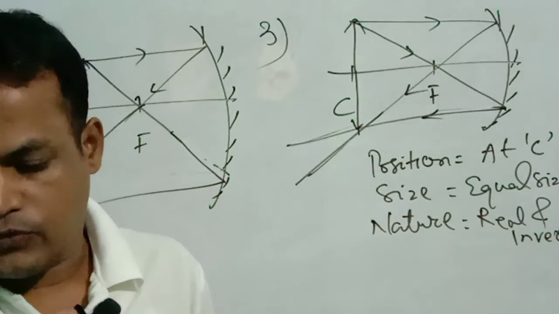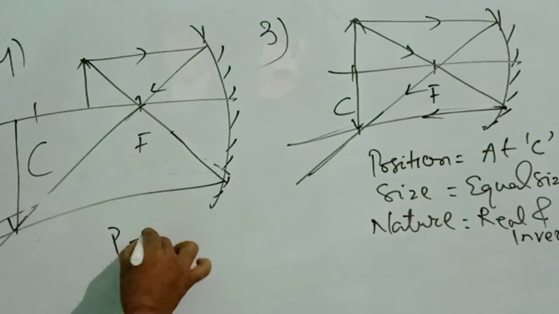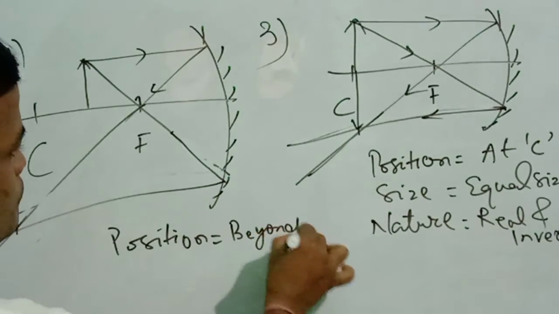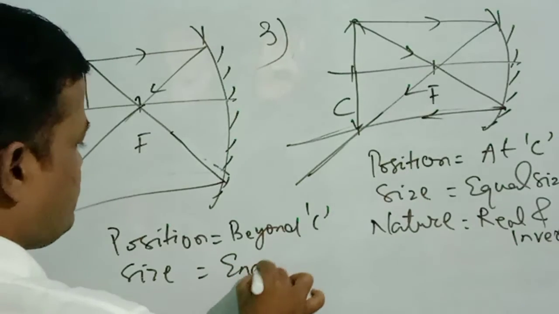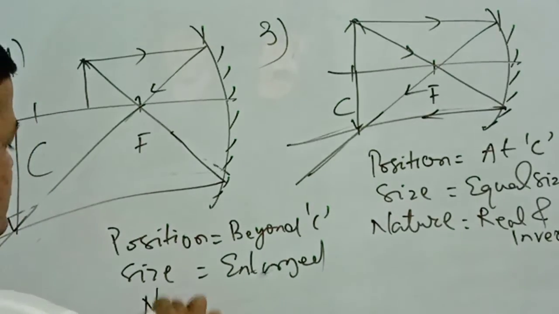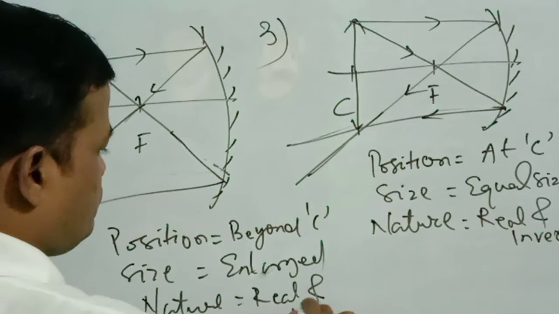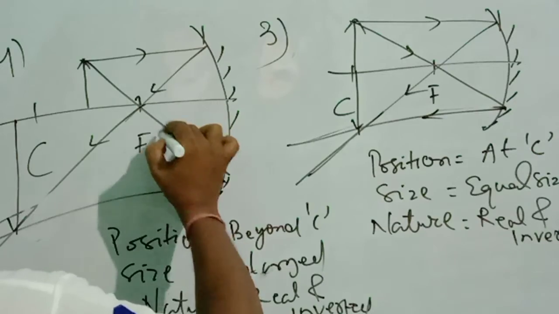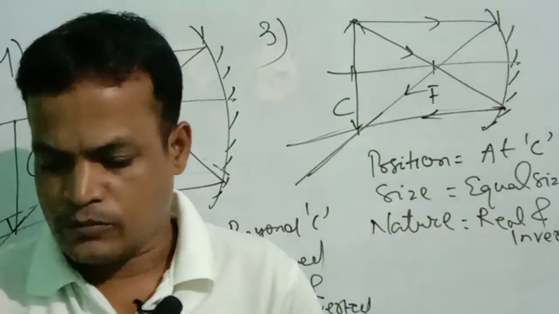The image will be formed beyond the center of curvature. Position: beyond C, size: enlarged, nature: real and inverted. So see, this is number 4. Let us discuss some more.